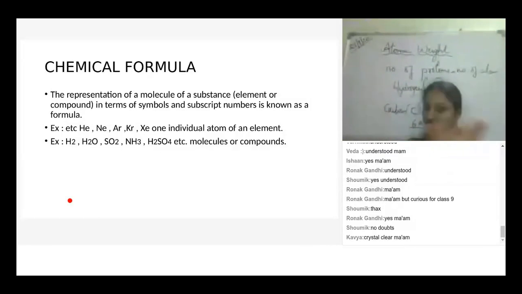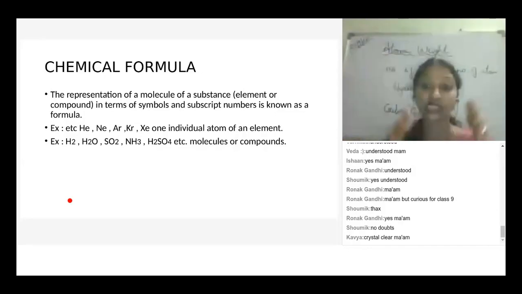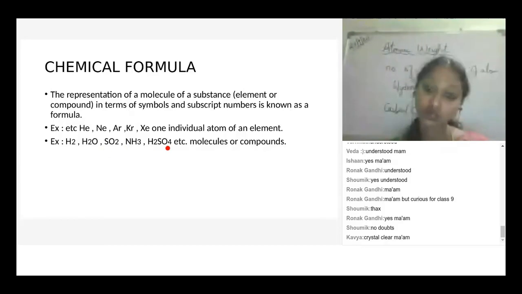Like He2 won't be there. No. He is only He. Even in the elemental form or the combined form, there is no chance of combining with its own element or any other element because it is inert. Inert means stable, standard. Done? Okay. So if you see the examples of a few others: H2, H2O, SO2, NH3, H2SO4, etc.